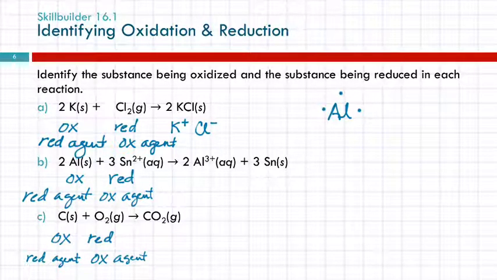It's a simple concept, but it is so easy to get backwards. The best way to be able to do this is to just talk through it in your head. Oxidation is loss of electrons. Okay, which one is losing electrons? If it's being oxidized, it is the reducing agent. And just talk through it in your head.